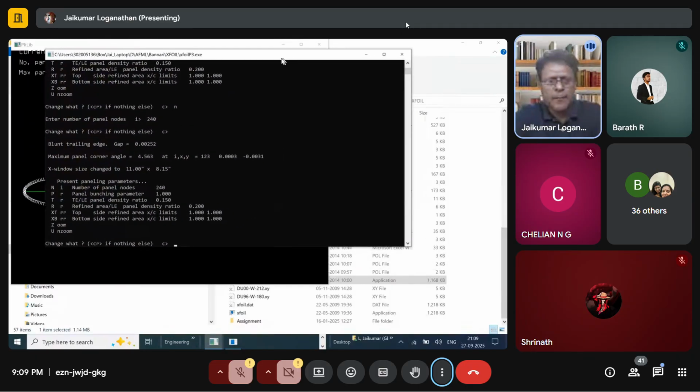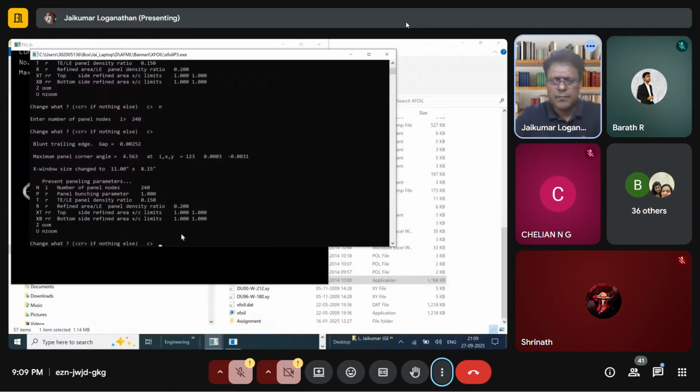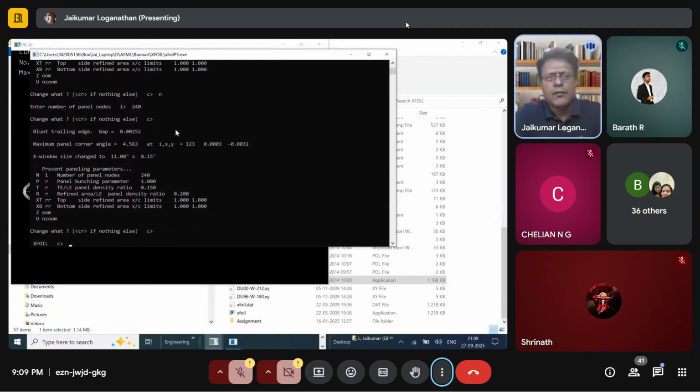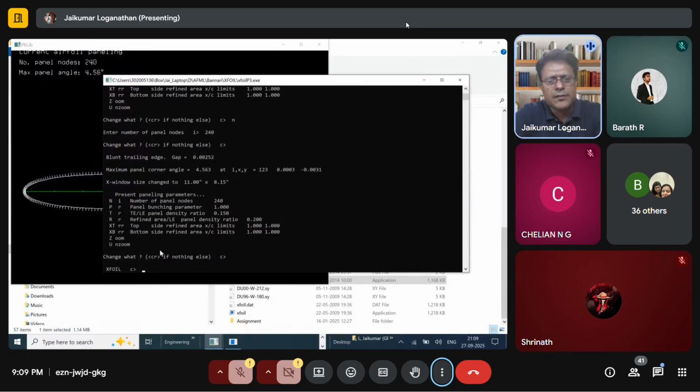Okay, so now we have created the airfoil. If you want to save the coordinates of the airfoil, all you have to do is give the save command followed by the name of the file. Let us say NACA 0012 dot. You can give any extension. It could be txt or dat. You can usually give txt.